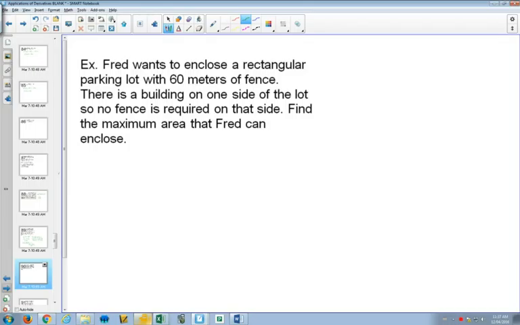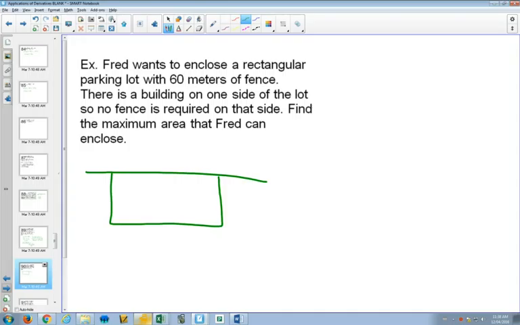Fred wants to enclose a rectangular parking lot with 60 meters of fence. So this is one that you did back in grade 11. There's a building on one side of the lot, so from the top view, he wants to make a rectangular parking lot and enclose it with 60 meters of fence, because that makes a lot of sense. If you have a parking lot, you want to fence it in so no cars can get in or out. It's a good strategy. And there's a building on the other side, so they can't get out that way either. Perfect.